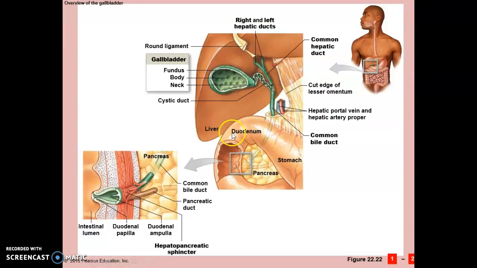So here is your duodenum, and here is where all of the bile is coming down here to this area. The pancreatic duct is coming to this area, and here is a close-up of the ampulla. Here's the intestinal lumen, the pancreas, the common bile duct. So this is a critical area in the duodenum.